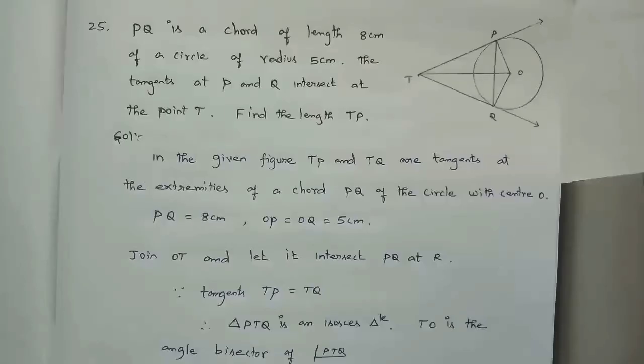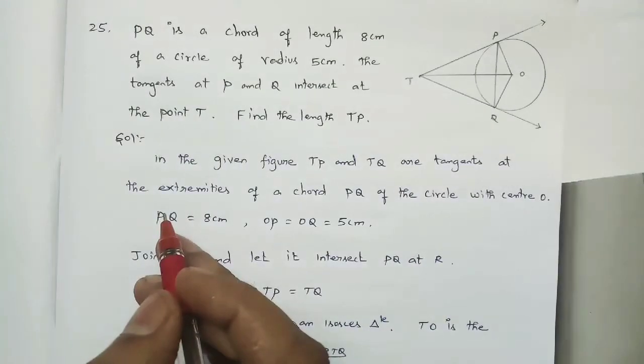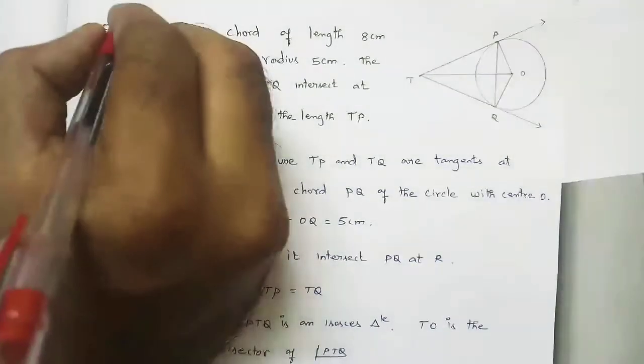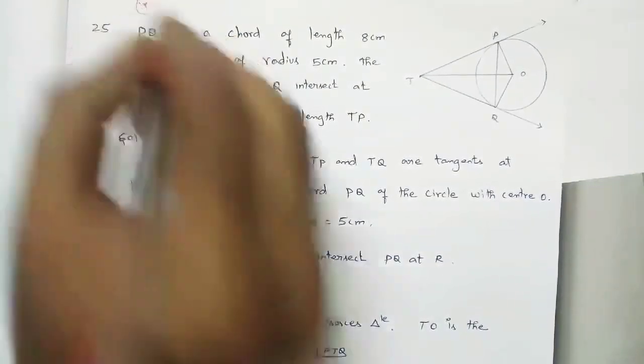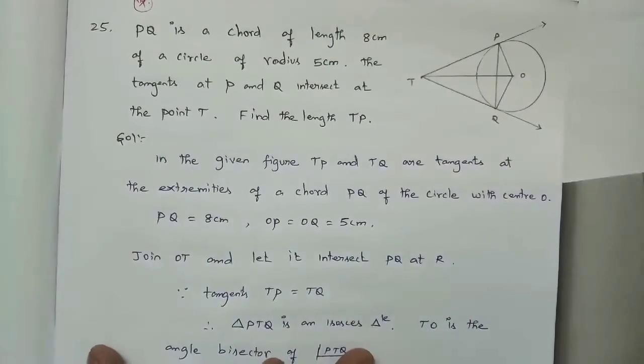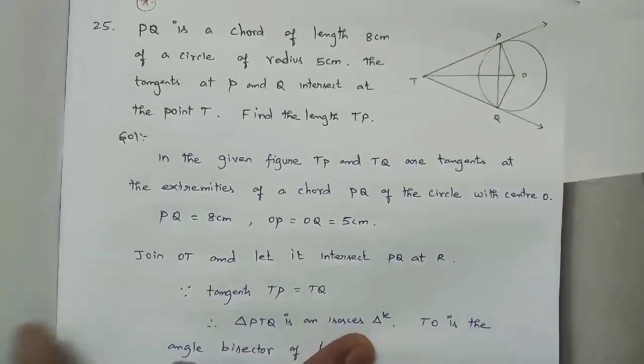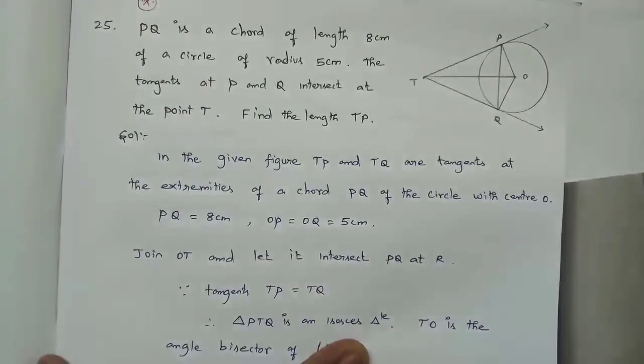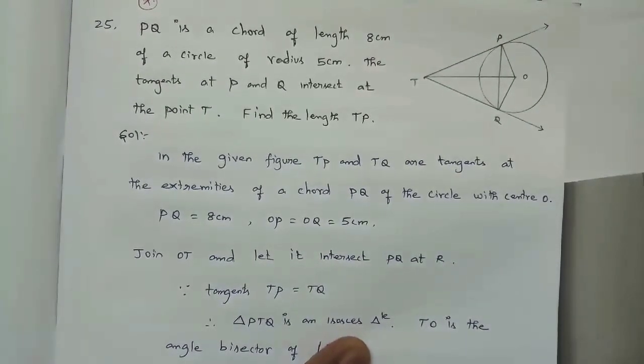Next sum. This sum is also very important, right? But repeatedly they will ask you. They won't change the values also. They will ask the same sum only, right? And it is very important. Okay, sum number 25.